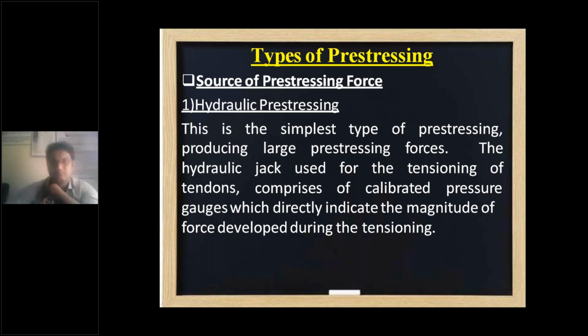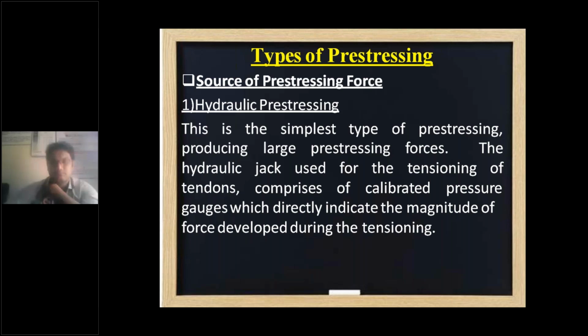The force which is applied to the tendon in terms of tension can be done in three ways. The first one is hydraulic pre-stressing, the second one is mechanical pre-stressing, and the third one is electrical pre-stressing, which is called thermo-electrical pre-stressing.